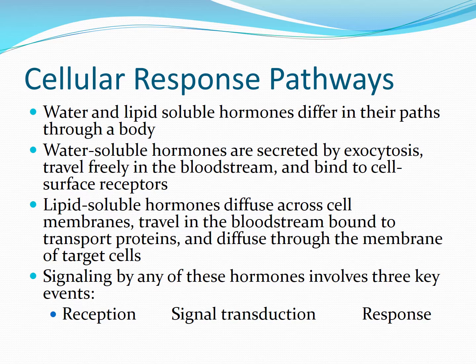And then they're going to diffuse through the membrane of the target cell. So the receptor is going to have to be intracellular, or inside the cell. And then there's three key events that will occur within this cell response signal. So first we have reception. Reception is when the signal binds to the receptor molecule or the receptor protein. Once the reception happens, it's going to have a conformational change in shape. So the shape changes, which then causes signal transduction.